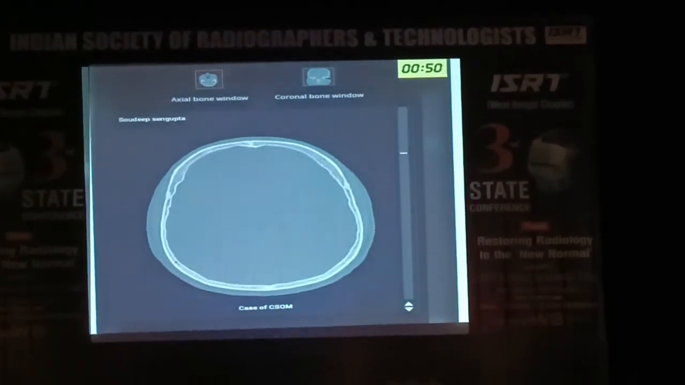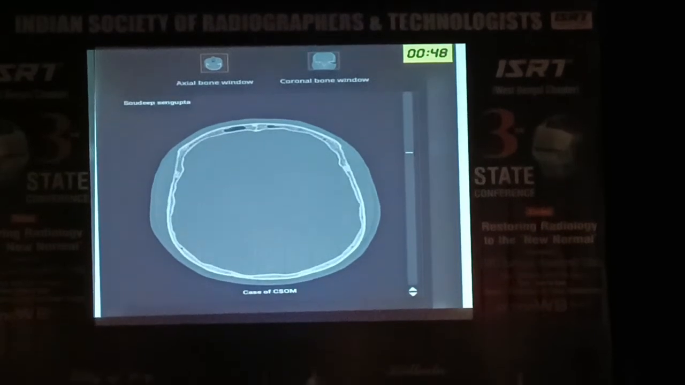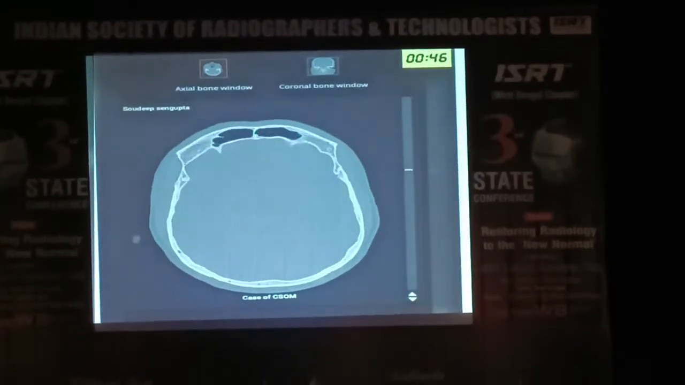Now this is another case, a patient who comes with trauma of the tegmen tympani with a bloody discharge.